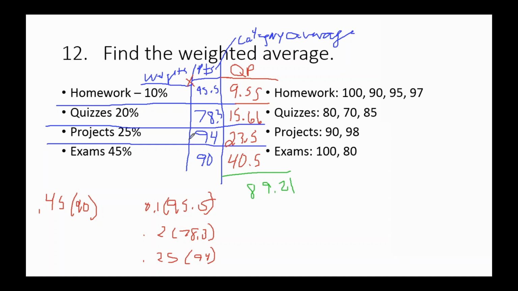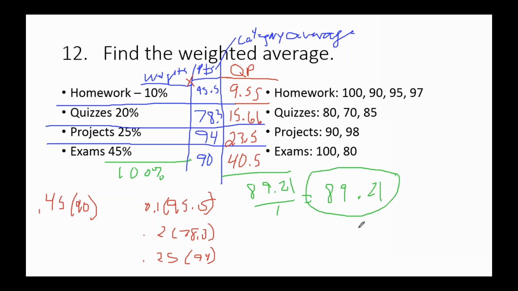And if you think about this, we would divide by the total weight, but the total weight is 100%. That's just 1. If you divide that by 1, you simply get 89.21. So your grade in this class is an 89.21. Well, that's a B. So sorry about your luck.